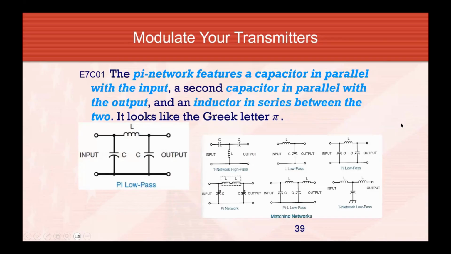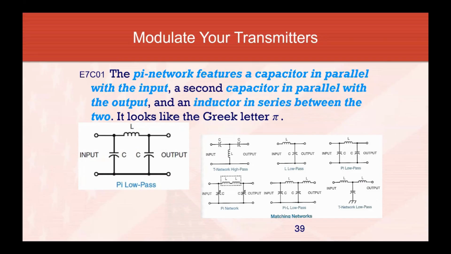Okay, networks. Pi network gets its name from the fact it looks like the Greek symbol pi. The first one there, the pi low-pass filter in the first picture, you'll see has two capacitors and a coil. It looks like the pi symbol, basically. Low-pass filter. The way you can tell a low-pass and a high-pass filter.